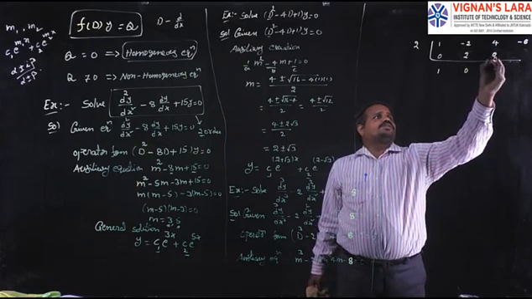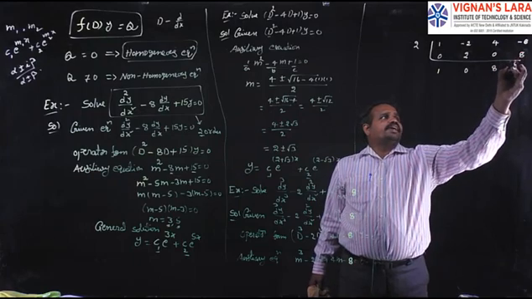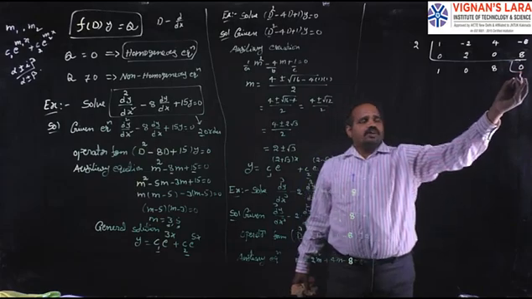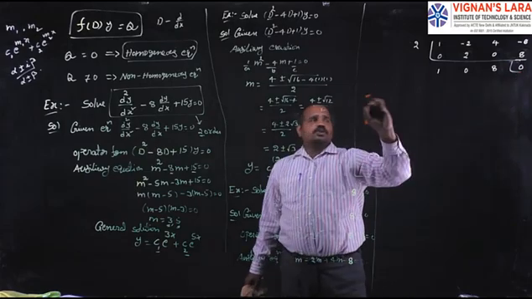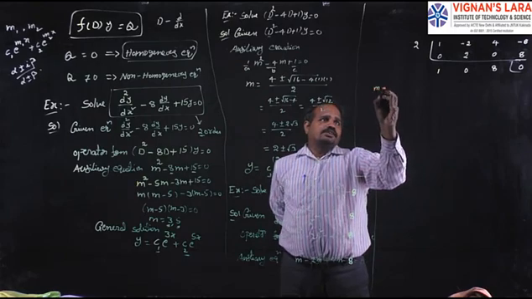So 2 fours are 8. This is plus 8, plus 8 minus 8 getting cancelled, 0. So for 2 here I got 0. So 2 is the root of the equation. So write this: one root is 2.